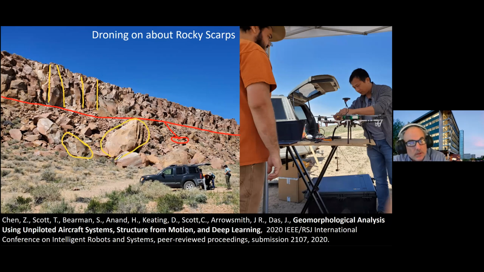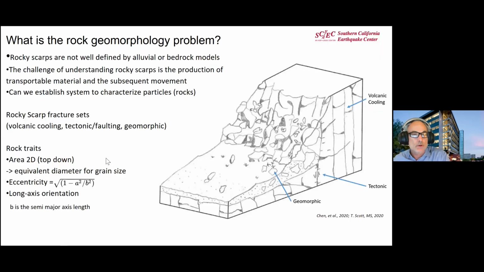Our hypothesis is that if we can understand the particle size distribution, we might be able to say something about the relative rate of faulting along this zone, and understand the contributions of the different fracturing processes. So what's the rock geomorphology problem here? These rocky fault scarps are not well characterized by alluvial or bedrock models, because it's a fractured mass instead of a solid rock mass. The challenge is understanding the production of transportable material and its subsequent movement. Can we establish a system to characterize the particles?